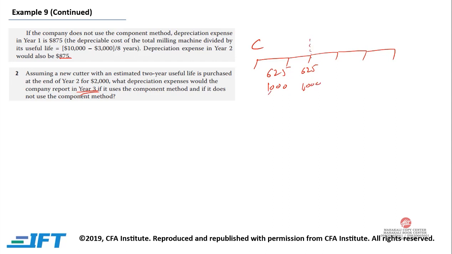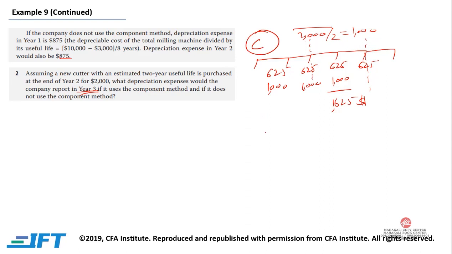Now after the second year, the first cutter is finished and we need to buy a new cutter, and the new cutter is for 2,000. So this 625 continues for the mill. The new cutter is for $2,000 and it would again be divided by 2 because its useful life is 2 years. So again the depreciation would be 1,000. 625 plus 1,000 would again give us $1625 as your depreciation. This is for the component method.